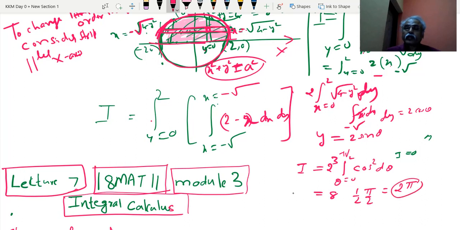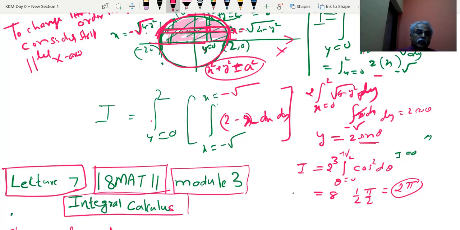So remember, whenever it is 4 minus y square dy, you can put y equal to 2 sin theta. If it is 9 minus y square, if it is 9 here, it should be 3 here. If it is 16 here, it should be 4 here. If it is 1 here, it should be 1 here. Accordingly, you have to put the limits and get the answer.